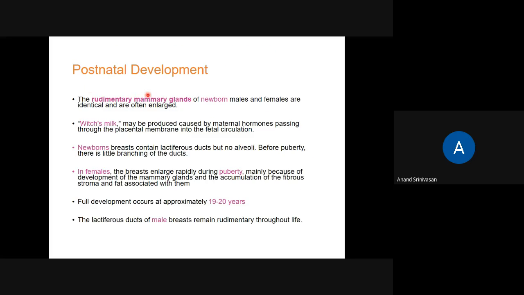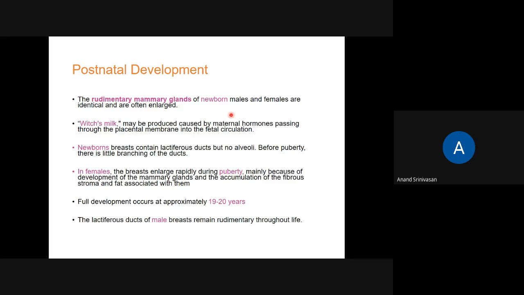Now postnatally, what is this witch's milk? Sometimes you can see in the newborn, be it male or female, there will be some small milk secretion from the breast of the baby. Be it a male baby or a female baby, this is called witch's milk. So what is the reason behind it?